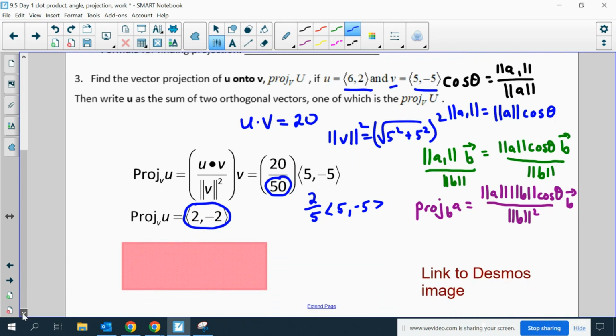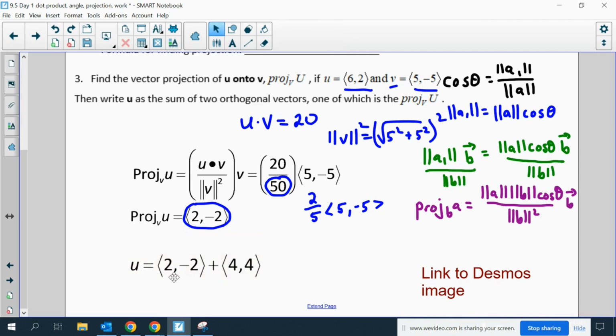And then if I want to write U as the sum of two orthogonal vectors, one of which is the projection of U onto V, I take 2, negative 2, and I add something in order to get it to 6, 2. So what do I have to add? I have to add 4 to the x and 4 to the y. So I would take 2, negative 2 plus 4, 4.